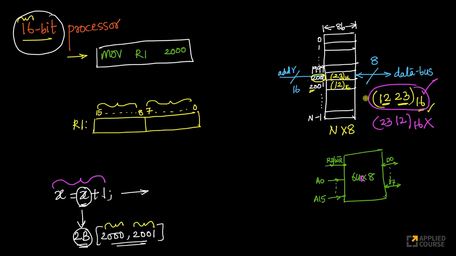So in this example, we'll stick to this notation, because this is more popular, more widely used. So we'll interpret this 23 hexadecimal in 2000, 12 hexadecimal in address 2001. Both of them hexadecimal, we'll interpret as 1223. So if this is the data, when I increment it by 1, what should it become? It should become 1224 base 16.